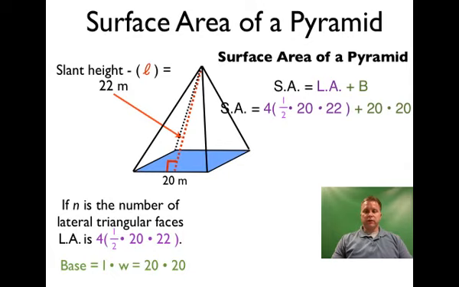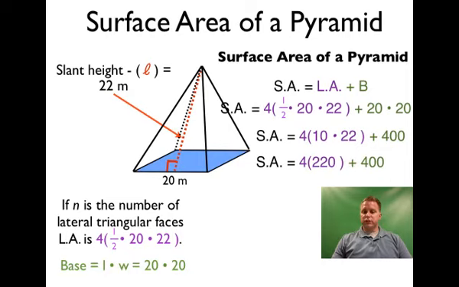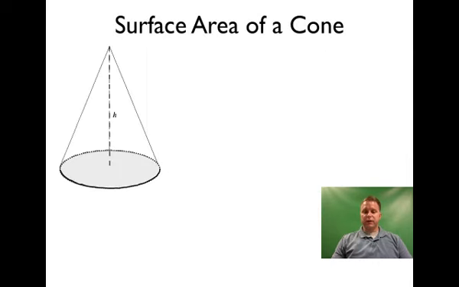So our long version of our expression would be 4 times the quantity 1/2 times 20 times 22 plus 20 times 20. This is where you want to pull out the calculator and make sure that you do it right. Make sure you show your steps, otherwise I can see you making mistakes. So I do 1/2 times 20 is 10. 10 times 22 is 220. 4 times 220 is 880. 880 plus 400 is 1,280 square meters.